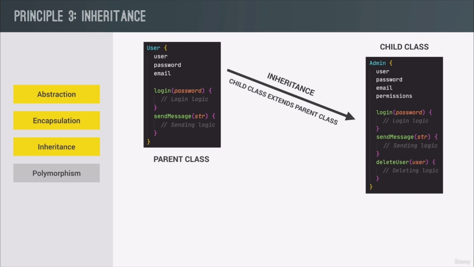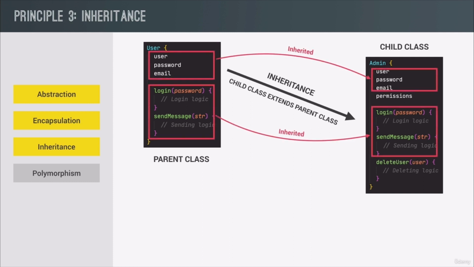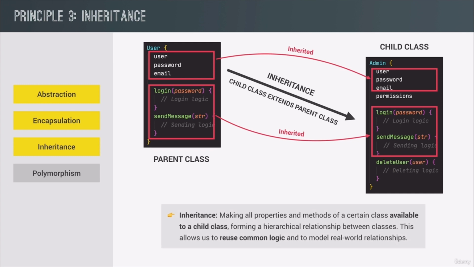Okay, great. But what does all of that actually mean? Well, it's actually quite intuitive, I think. So just like you as a child probably inherited some features of your parents, a child class inherits all the properties and methods from its parent class. Now, in more formal terms, inheritance makes all properties and methods of a certain class available to a child class, which, of course, then forms a hierarchy between these two classes. And the goal of this is to reuse logic that is common to both of the classes.